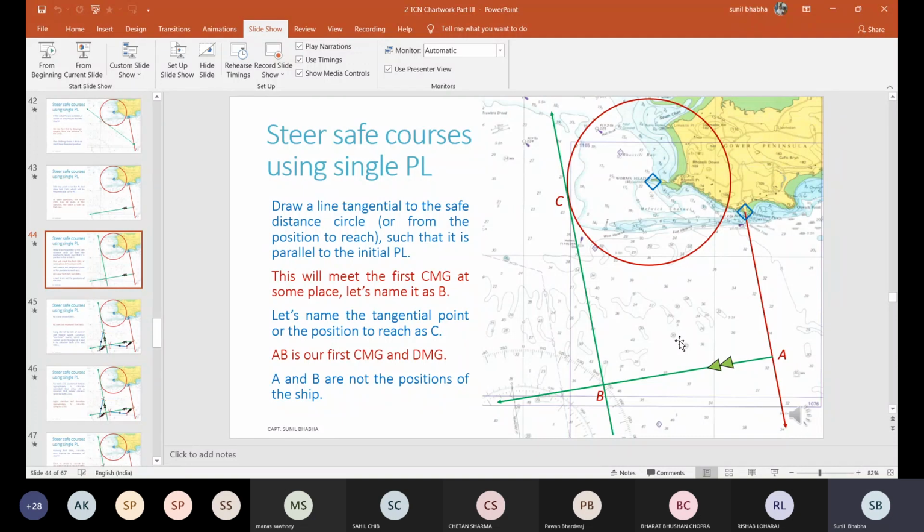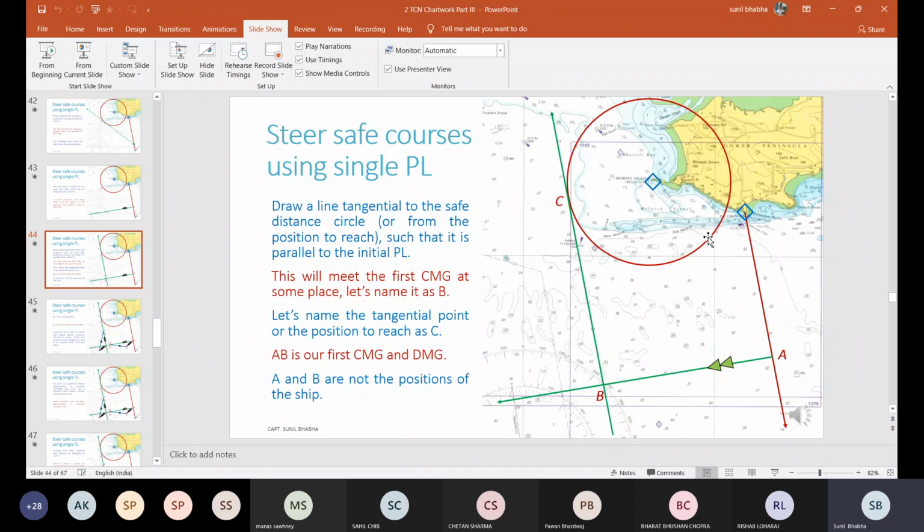So the examiner is going to take care. He will select these two positions in such a way that you will always stay outside this circle when you start from any point on your first PL. I have crowded it a bit here because of less space. That's why it is happening here.